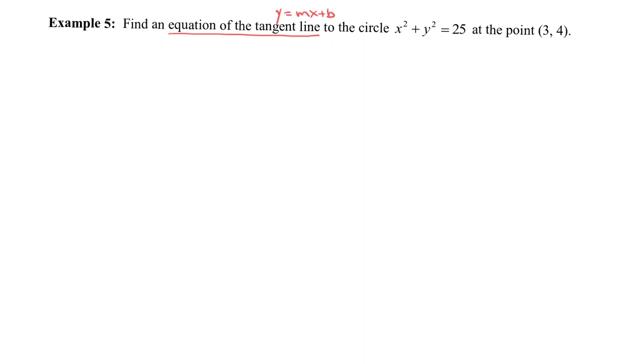So we want to find the equation of a tangent line to a circle. So we know what this looks like. This is a circle centered at the origin with a radius of 5. We'll find an equation of a tangent line to this circle at the point (3, 4).